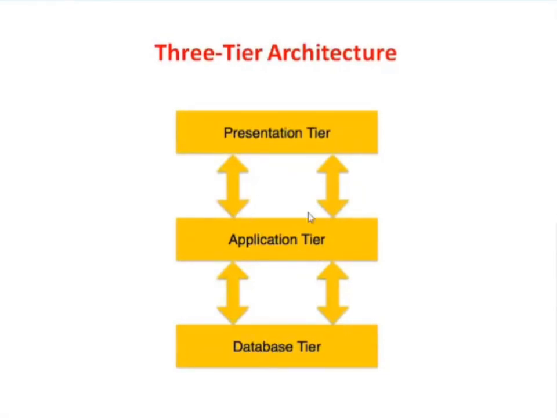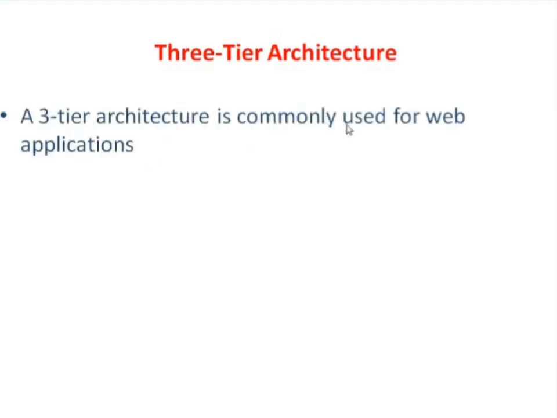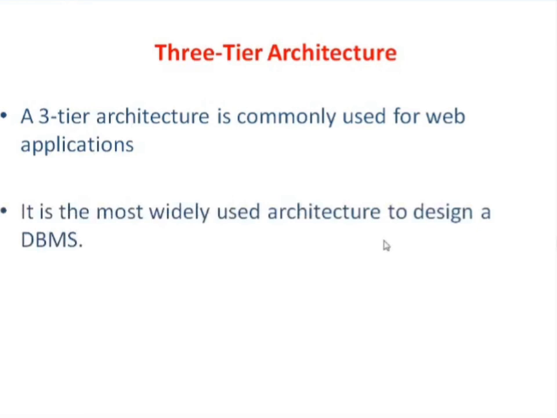So I have explained all the three layers here, what it contains, three-tier architecture. Here you will have a database, here you will have a database management system, and here you will find the end users. Normally, it is used for web applications. So whenever we are searching some information, definitely that will use the database management system as well as database. So that will use the three-tier architecture.